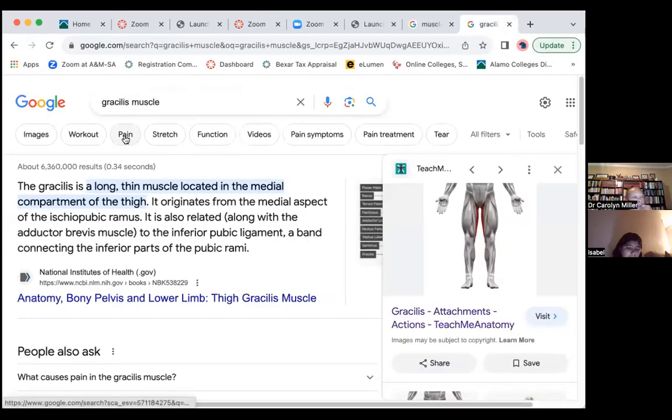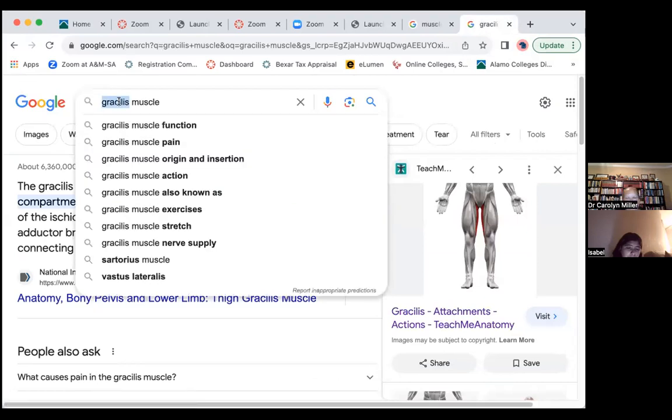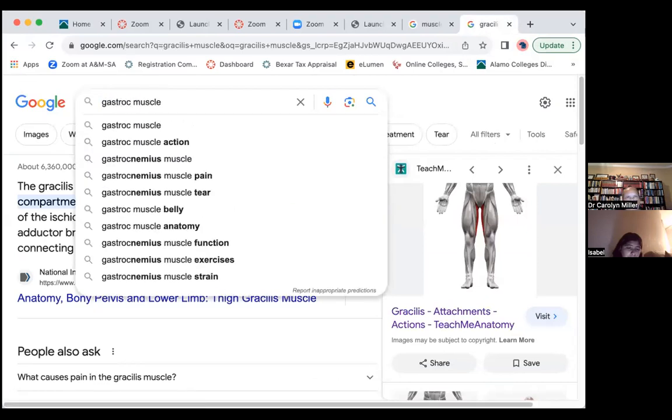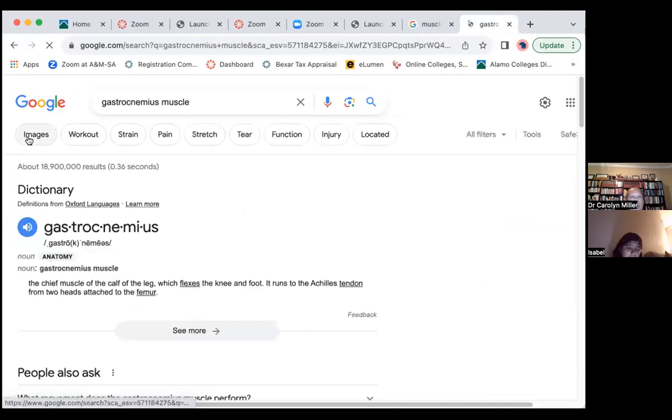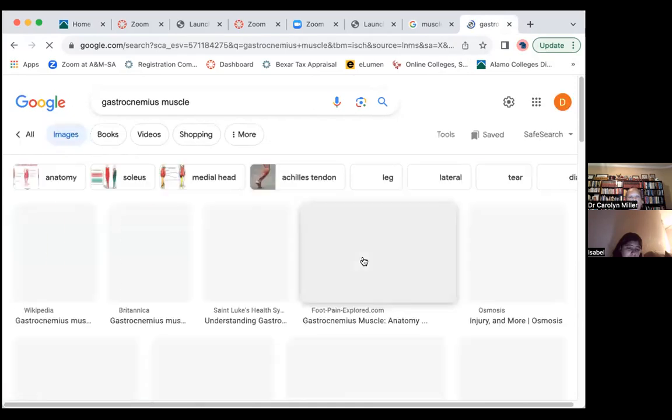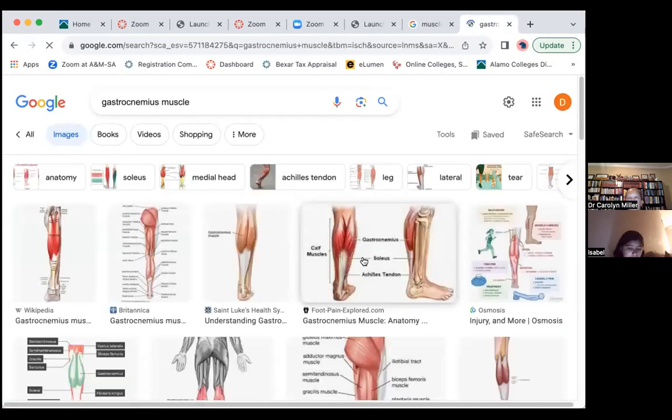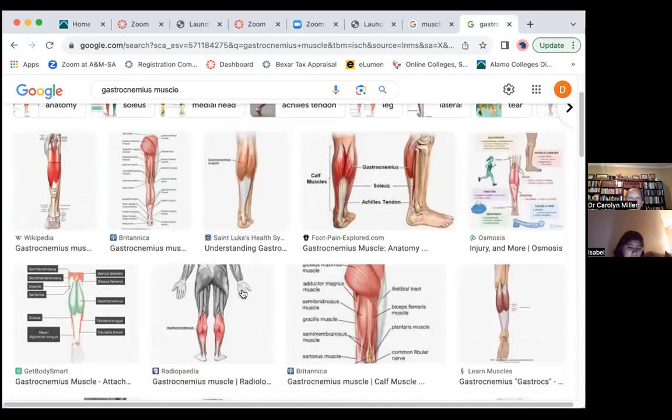How about gastrocnemius? For the gastrocnemius muscle, I would say name the muscle in this diagram. I could probably put a box over this one, or I like this one better. I'd say name this muscle, and I'd put a box, or name the muscle coded in red. That would be your gastrocnemius.